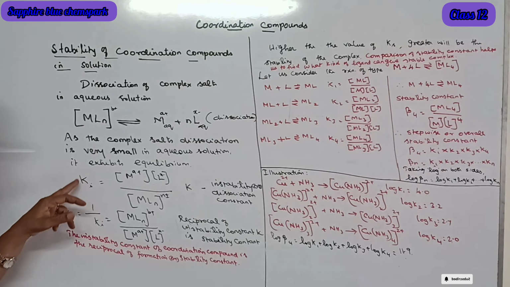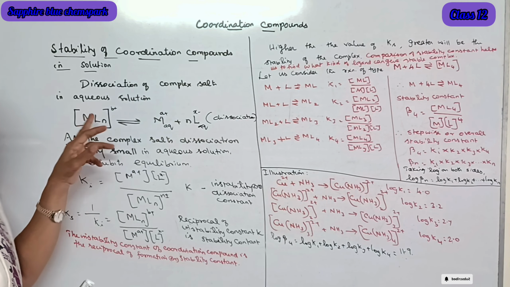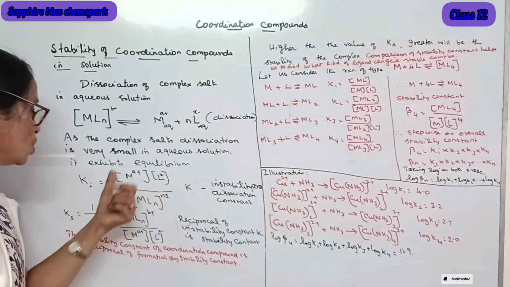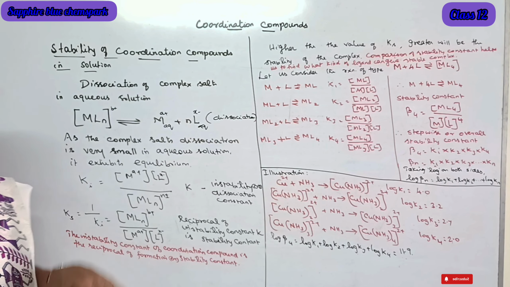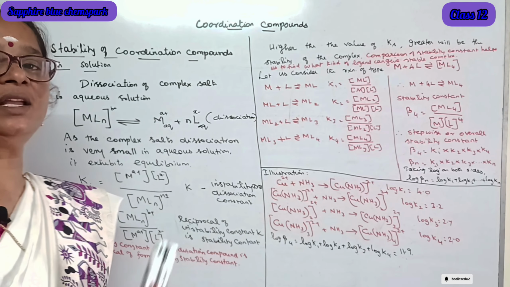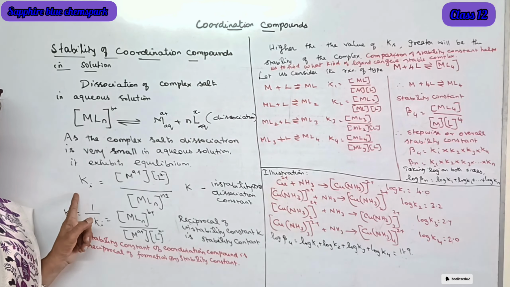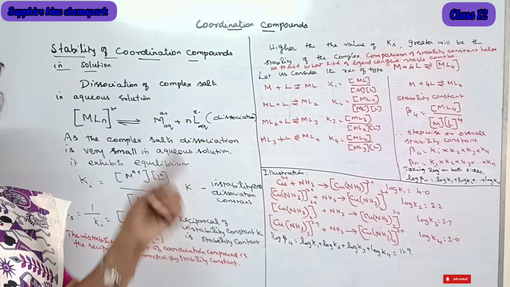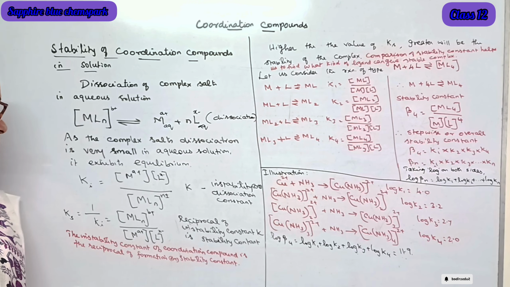We can write the dissociation constant of the complex as the product of concentrations of products divided by the product of concentrations of the reactant. Since the dissociation takes place for the complex, the dissociation constant can also be termed the instability constant. If I want to know the stability of the complex, what can I do? I can take the reciprocal of the dissociation constant. The reciprocal of the dissociation constant becomes the stability, or the formation, of the complex.